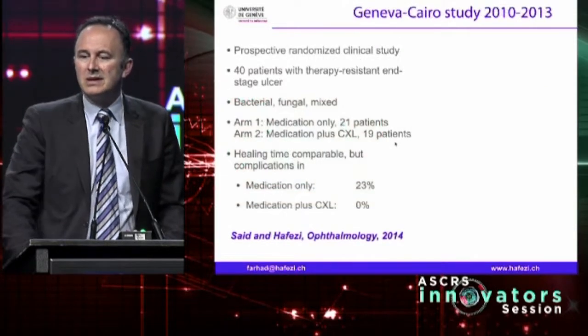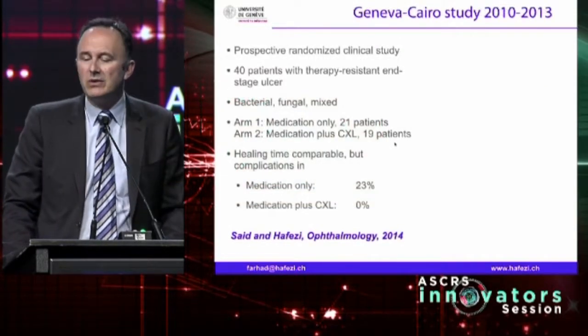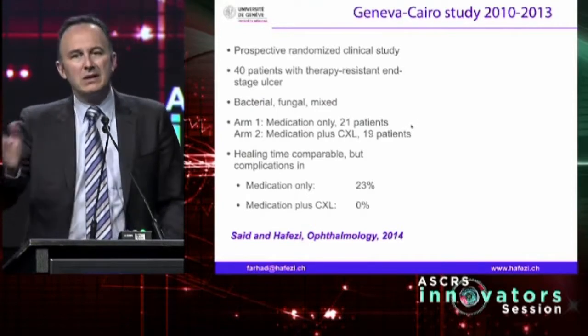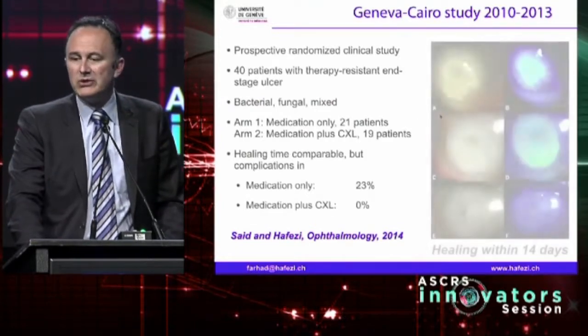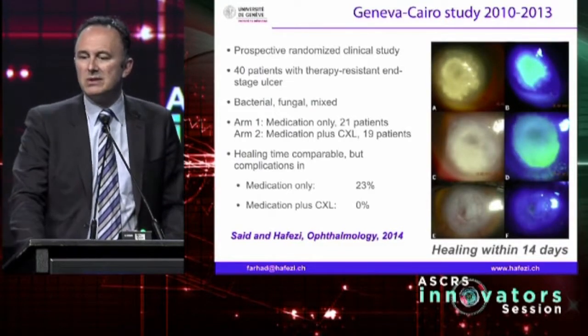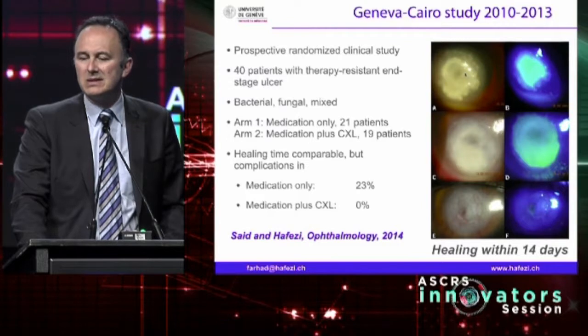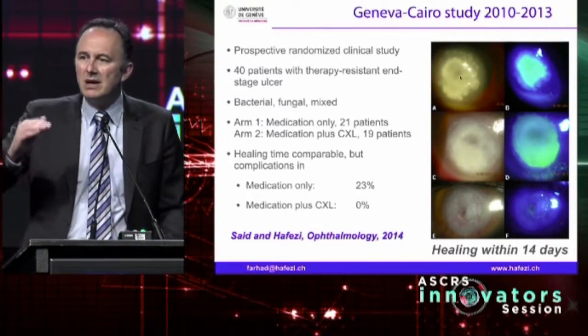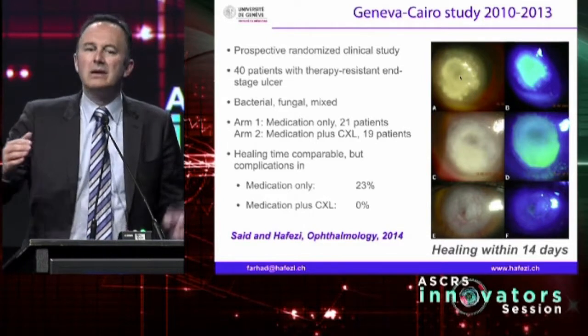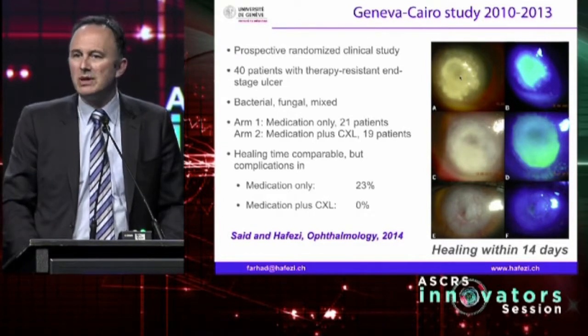We then started another study between Geneva and Cairo. And again, we had clearance for very far advanced ulcers and impending perforation. And even in this subpopulation, this was a mixed infection, I think, between Pseudomonas and Aspergillus. Even in impending perforation cases, the cornea would calm down and scar, close the epithelium within 2 weeks, 20 days.